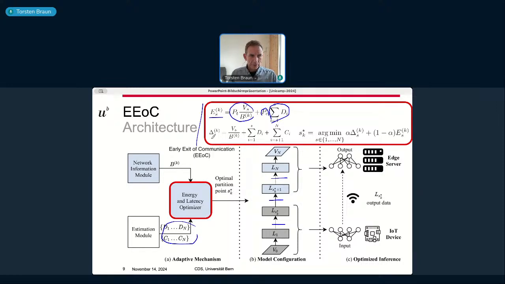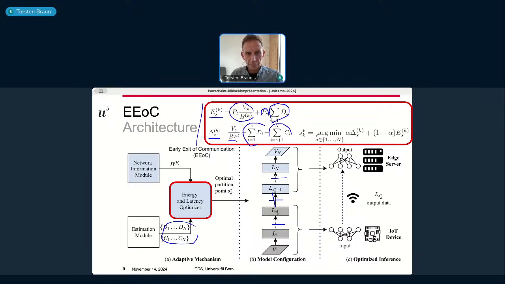And the other formula calculates the overall delay. That means if we split the model into two halves, we have a certain delay which is caused by the calculation on the IoT device, and another part for the calculation of the remaining layers on the edge server. And we have some time to exchange the data at the partition point.